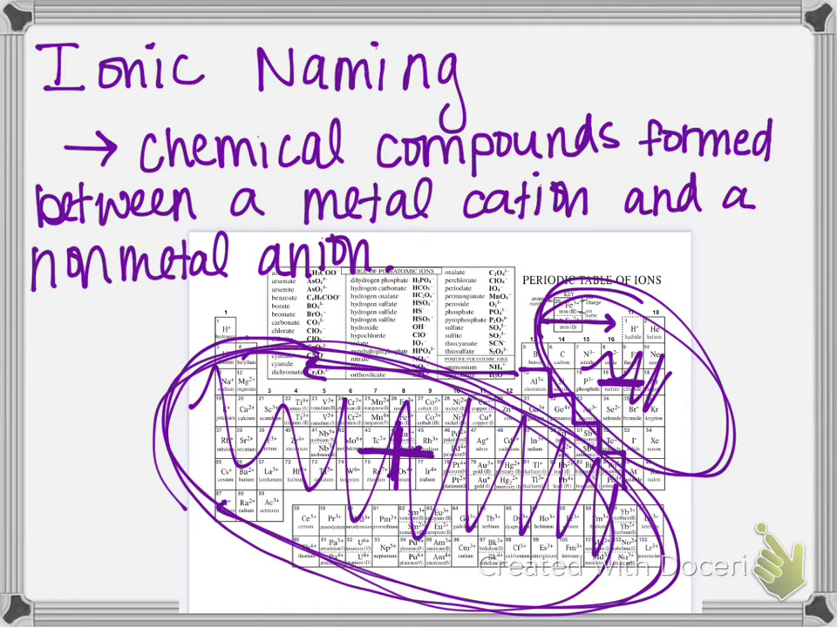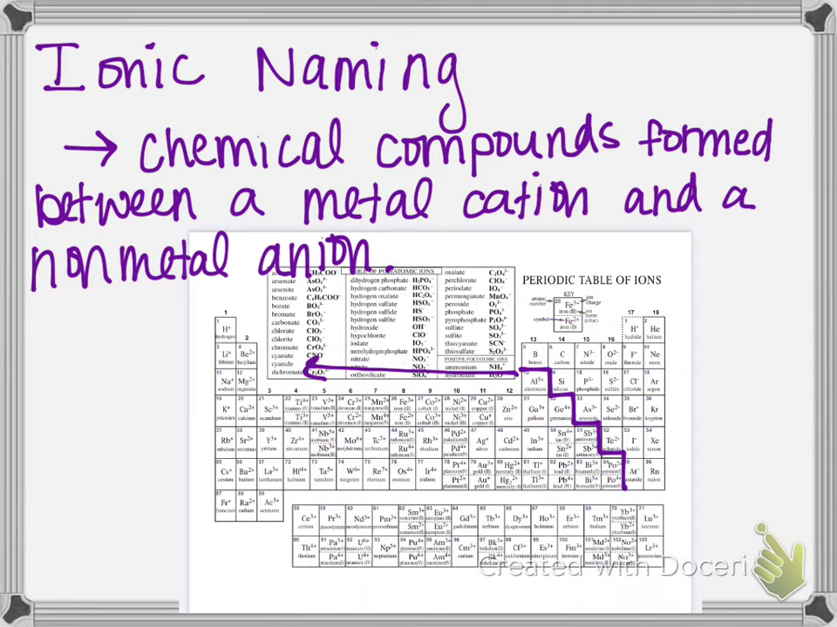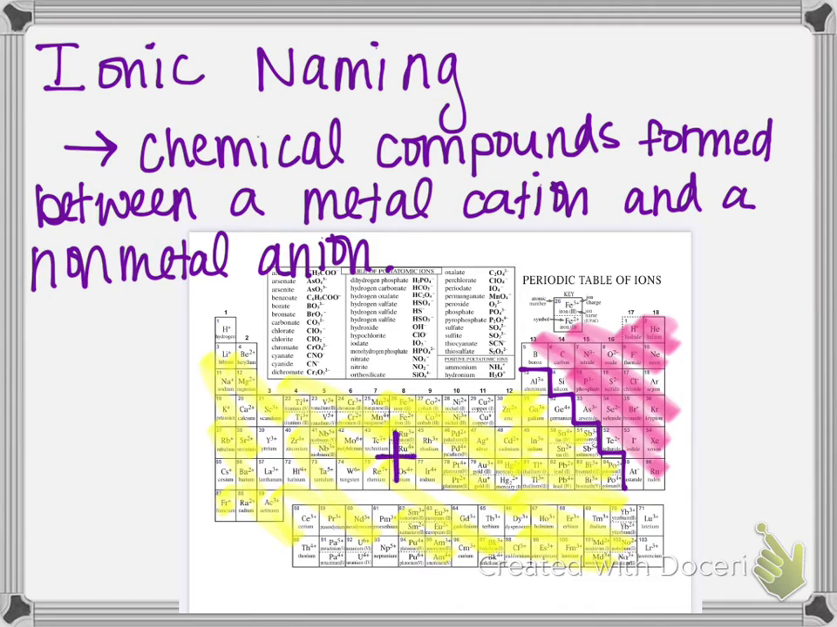Okay, so let me clear that off again. Okay, metals are on this side of the periodic table, and non-metals are on this side of the periodic table. Metals all have a positive charge, non-metals have a negative charge. Cations, anions. Okay, so I hope you see the difference there on your periodic table of ions. We're able to see that.